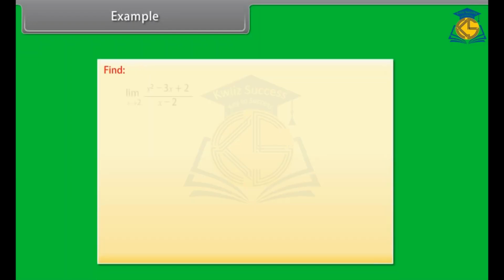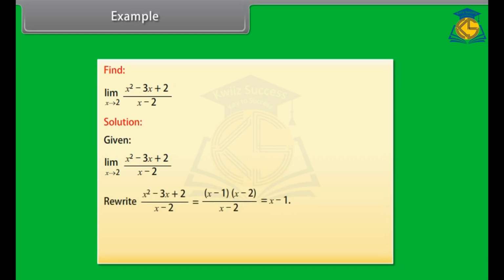Example. Find limit x tends to 2 of (x square minus 3x plus 2) divided by (x minus 2). Solution. Given limit x tends to 2 of (x square minus 3x plus 2) divided by (x minus 2). Rewrite (x square minus 3x plus 2) divided by (x minus 2) is equal to (x minus 1) multiplied by (x minus 2) divided by (x minus 2), which is equal to x minus 1. Hence, the limit is equal to limit x tends to 2 of x minus 1, which is equal to 1.